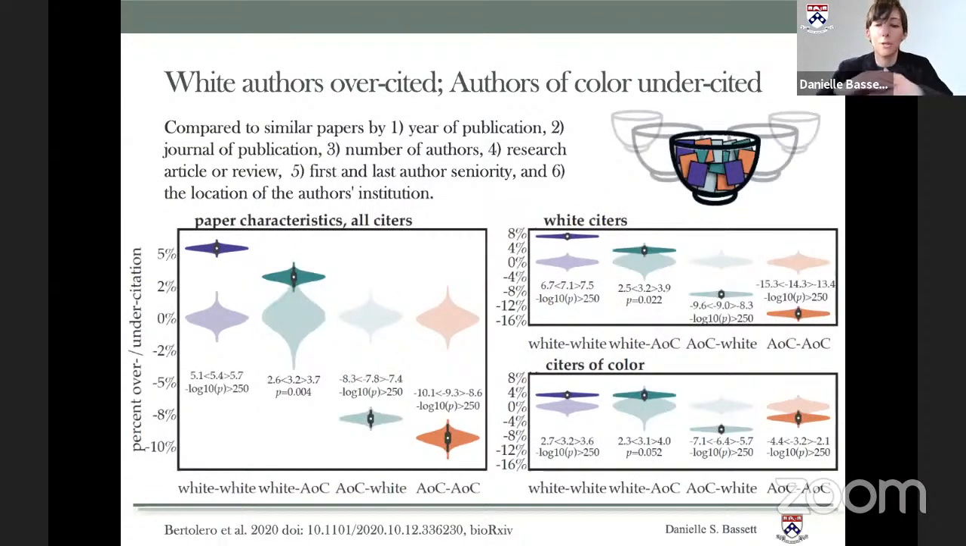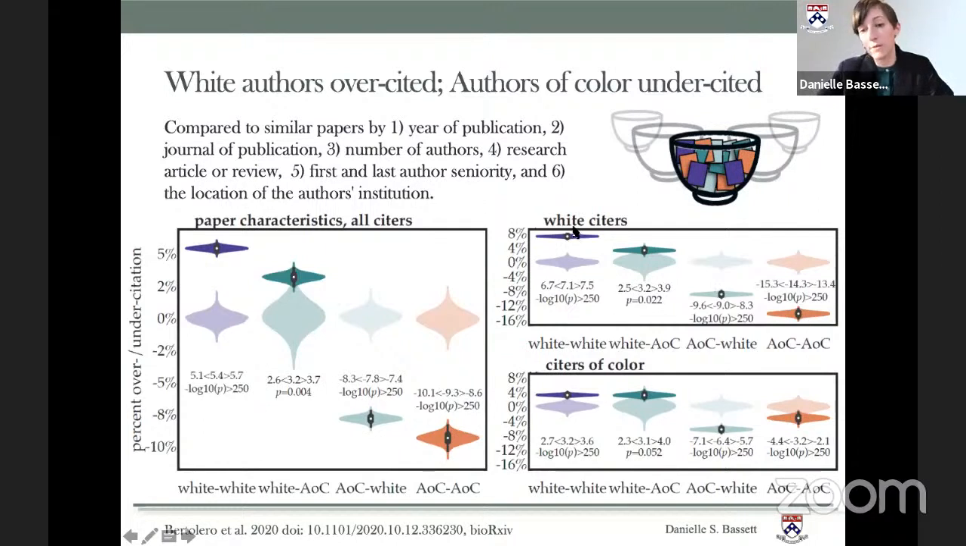Now we can move to the more fine-grained model where we take into account the year of publication, the journal of publication, the number of authors, whether it was a research article or a review, and the seniority of the authors. We additionally added the location of the author's institution because geography can be a factor in explaining distributions of people of racial and ethnic heritage. So here what you see is the same estimate of percent over and under citation, but with this generalized additive model. So again, we find that papers with a white author in the first and last position are overcited by 5.4%, and authors of color are undercited by 9.3%.